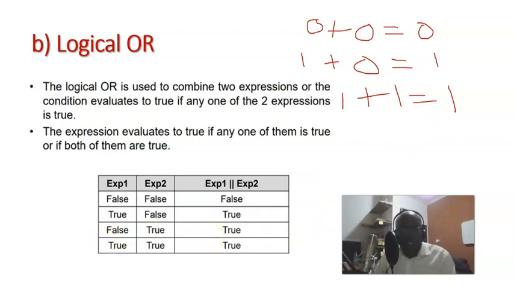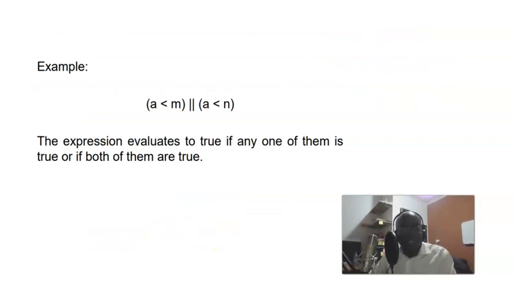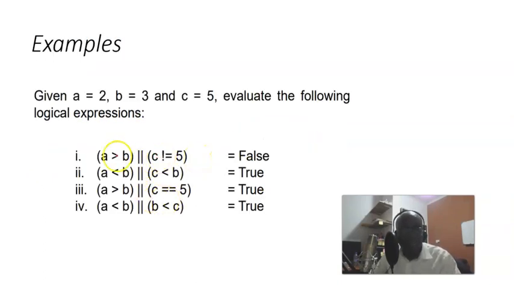Now we have an expression here as an example. If A is less than M or A is less than N, the expression evaluates to true if any one of them is true or if both of them are true. So following the rules we just talked about, let us look at an example. Let us pick this first one here.